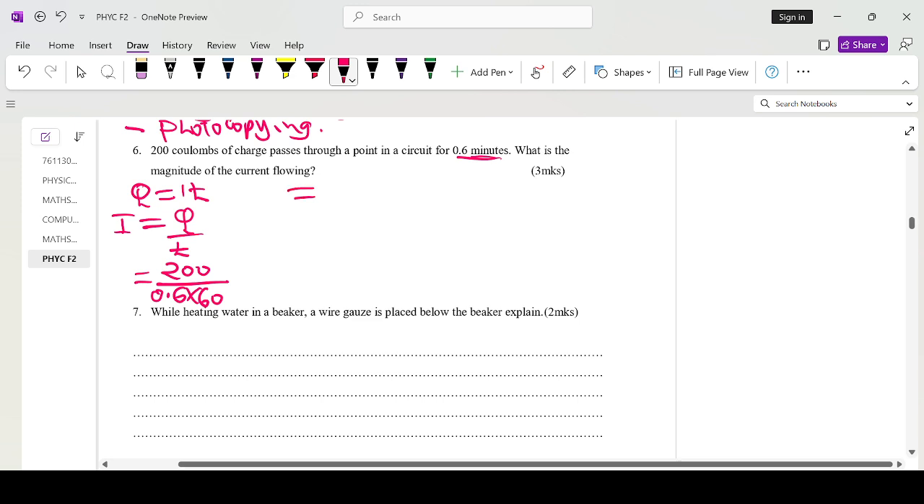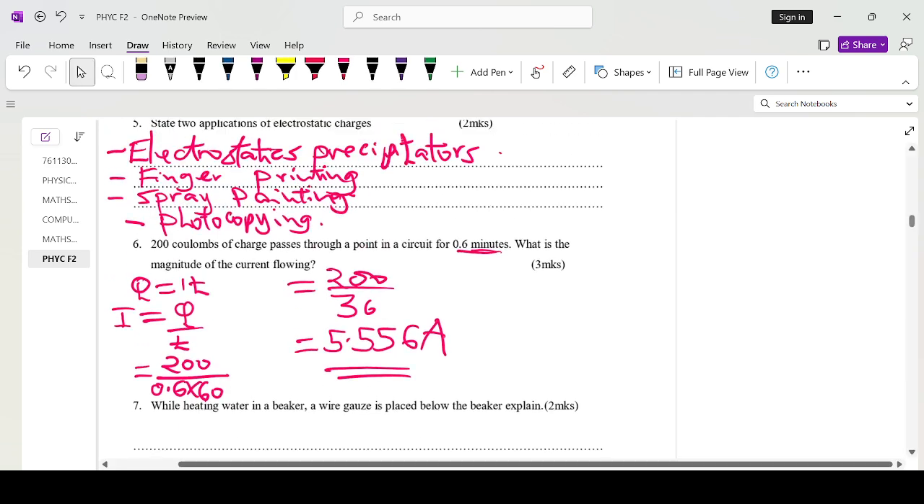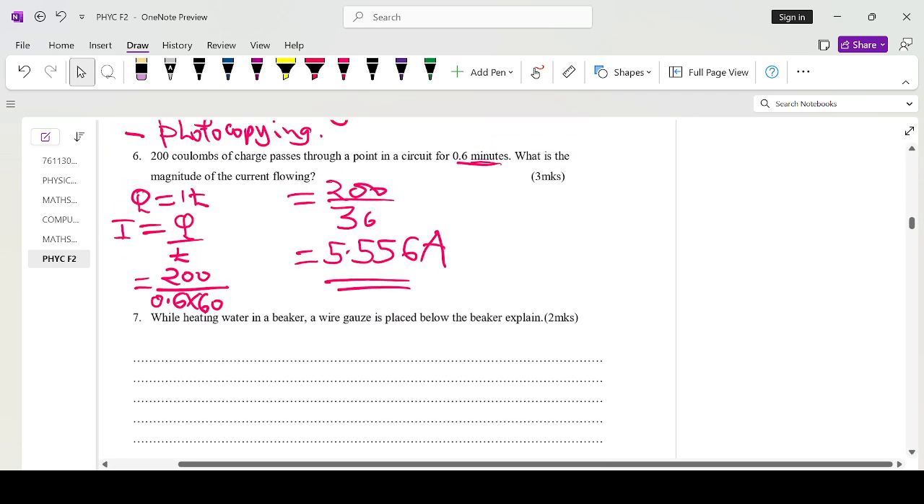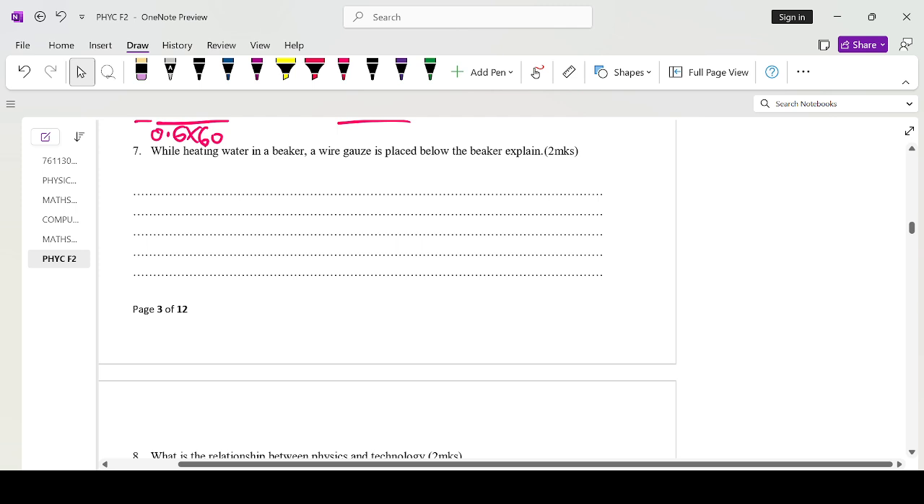When you do that, you are going to get 200 divided by 36. And when you have 200 divided by 36, you are going to get 5.556. Because it is current, the SI unit is ampere. Any calculation in physics, make sure you're dealing with it in SI unit. Question number 7.